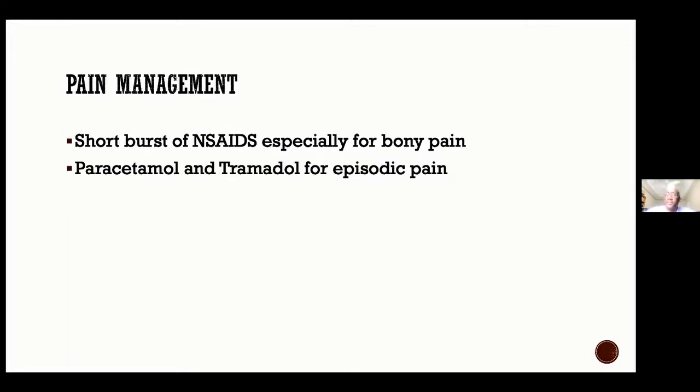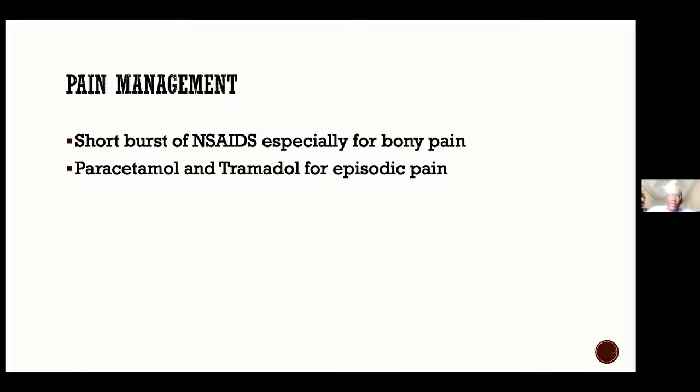Then for more severe pain, we add tramadol. Tramadol is an anti-serotonergic drug. It blocks descending pain pathways, and it also has some weak opioid effects, so weak effects like morphine. There's a combination drug, which is tramadol and paracetamol, and that's your second tier of pain relief. So if you have moderate to severe pain, you use your tramadol.